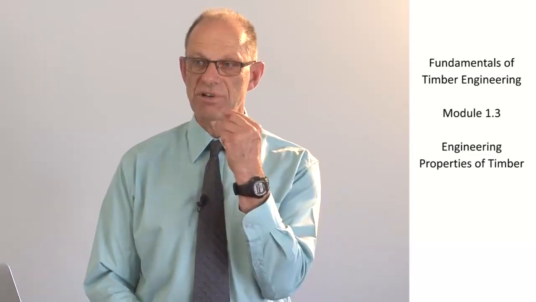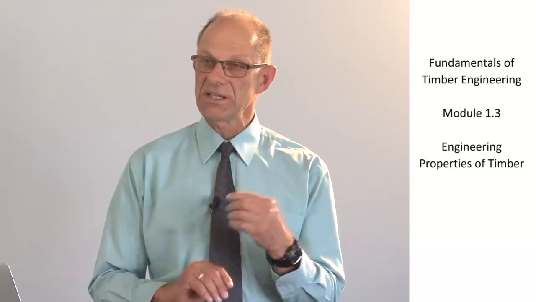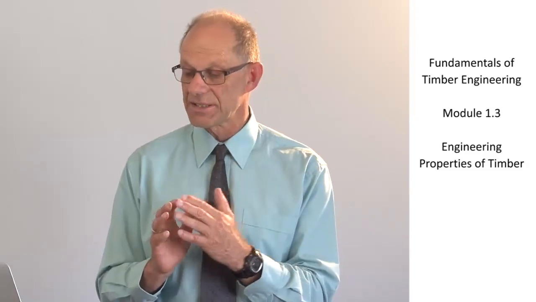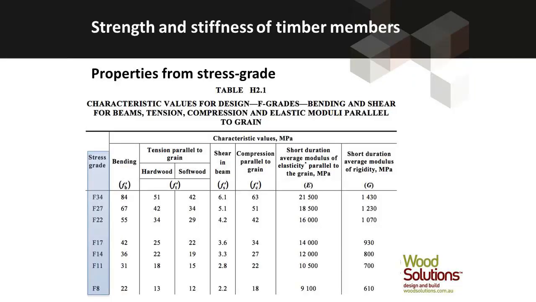So each stress grade has a name, and in the design standard there are tables that list all of the design properties. So here you can see an example of a table that is appropriate for sawn timber. So for sawn timber, we've got a number of different names of the stress grades, and reading across the table there are the properties of each of those stress grades.